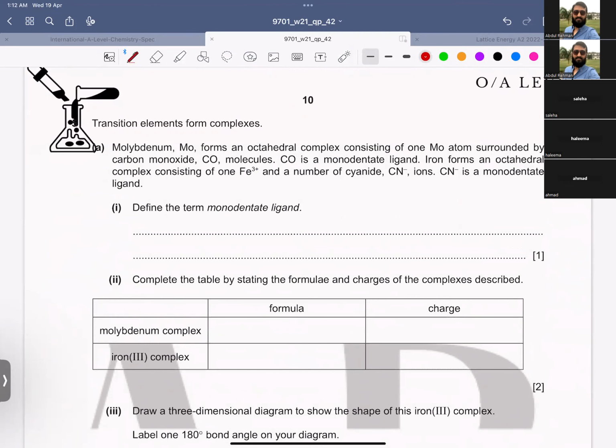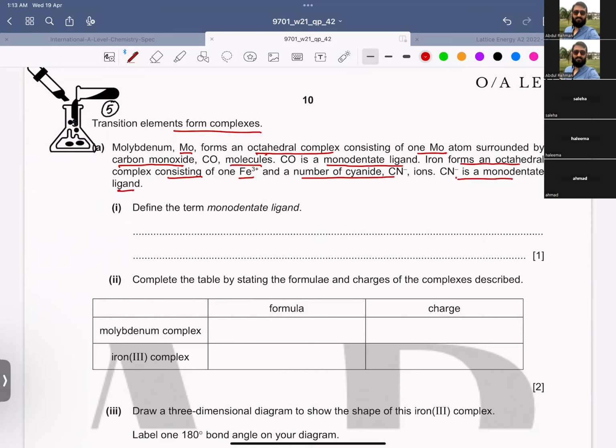So now we have question number 5. Transition elements form complexes. Molybdenum, Mo, forms an octahedral complex consisting of one molybdenum atom surrounded by carbon monoxide molecules. CO is a monodentate ligand. Iron forms an octahedral complex consisting of one Fe3 positive ion and a number of cyanide ions. Cyanide ion is a monodentate ligand.